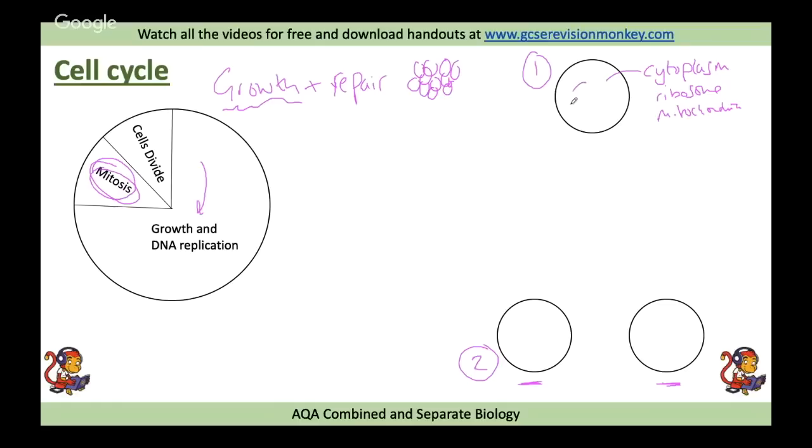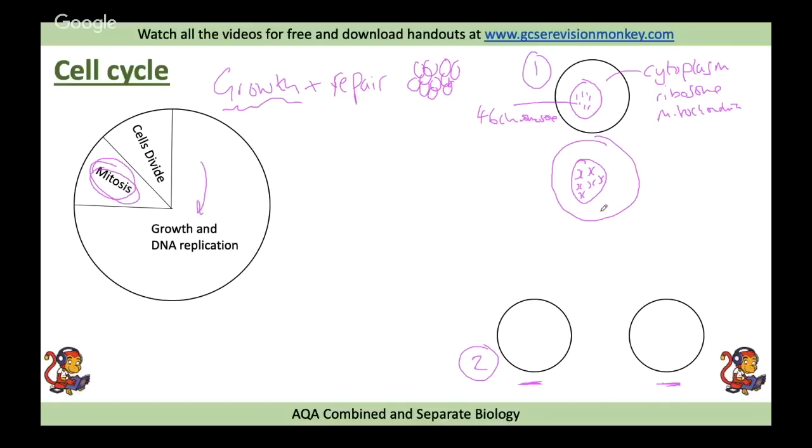Also, the nucleus contains 46 chromosomes, and we need to double that up as well. And when they do that, they make an identical copy of themselves, so the chromosomes will look a little bit like X's, like that. So they've copied themselves up, ready to be split into 2 cells.